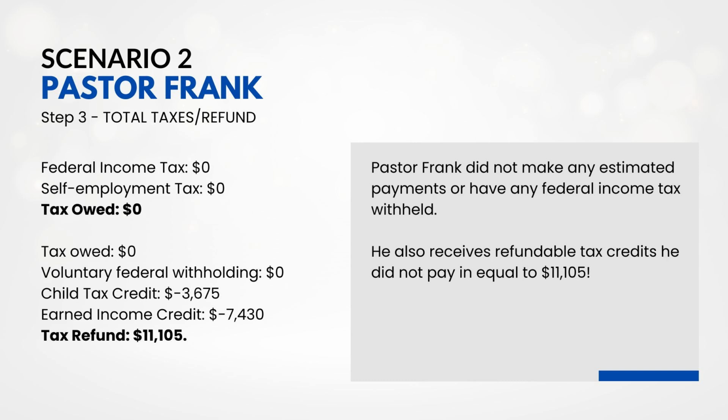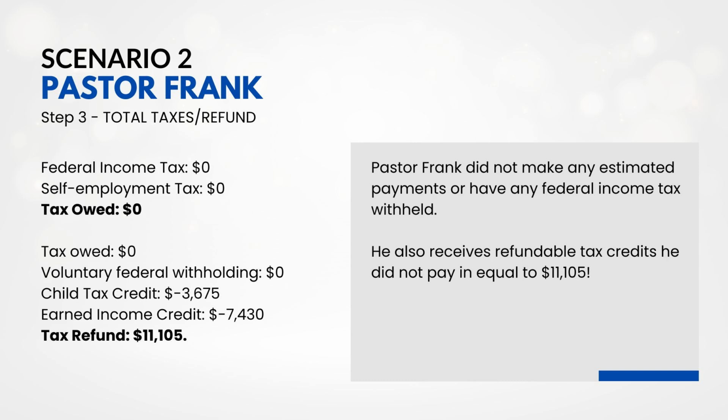When calculating these tax credits, which are based on your total income, having a housing allowance gives you control over how much you report as taxable wages. In this situation, by opting out and having a lower taxable income, Pastor Frank was eligible for a child tax credit up to $3,675 and the earned income credit up to $7,430. Both of these tax credits are refundable, which means that even if you didn't owe or pay any taxes, you can still get a refund of these amounts.